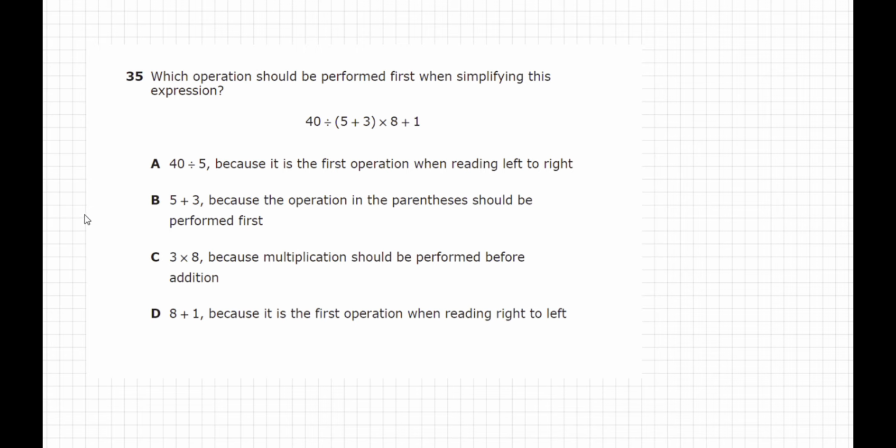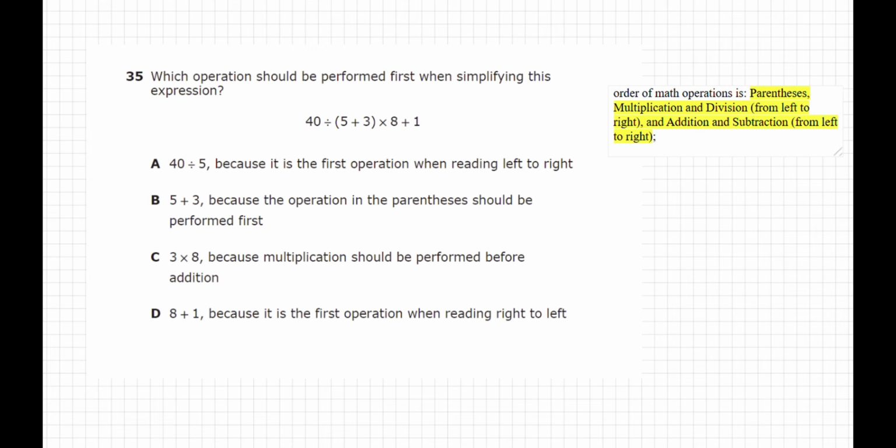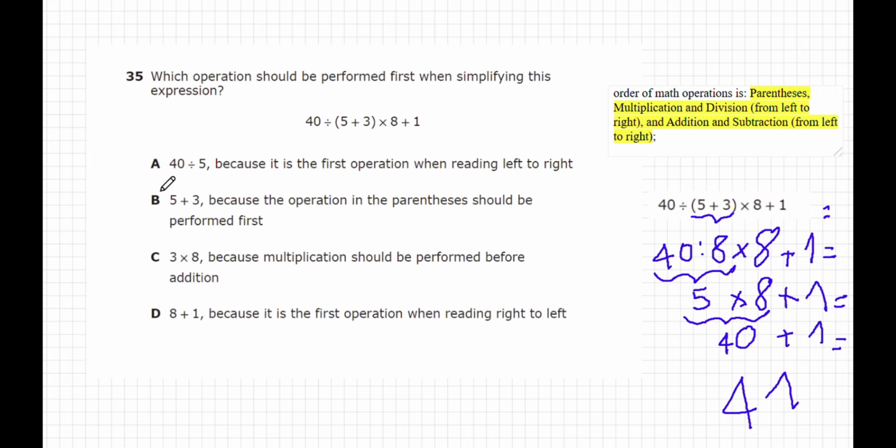Question number 35. Which operation should be performed first when simplifying this expression? The order of this expression is first parentheses, then multiplication and division, from left to right, last addition and subtraction, also from left to right. This would indicate that 5 plus 3 is to be performed first. Therefore, B is the correct answer.